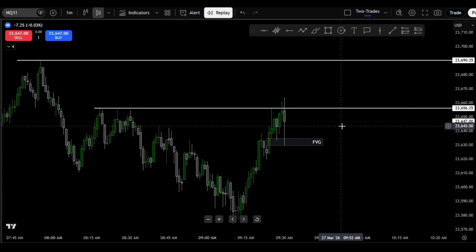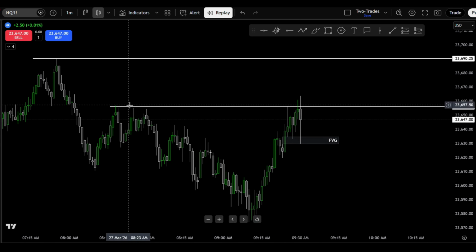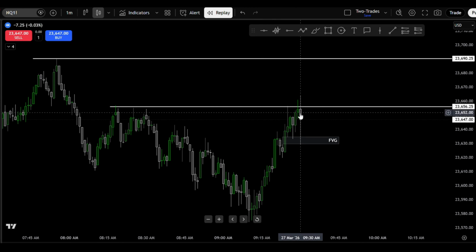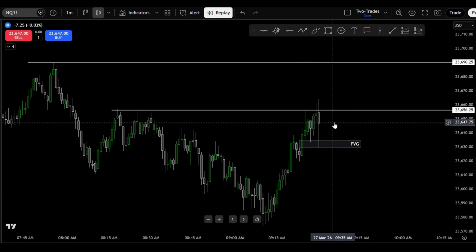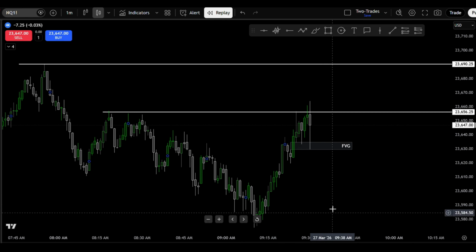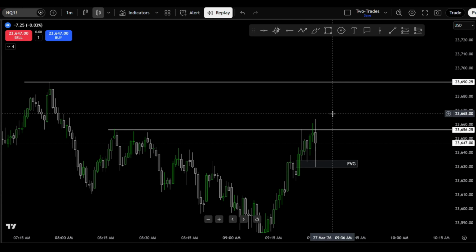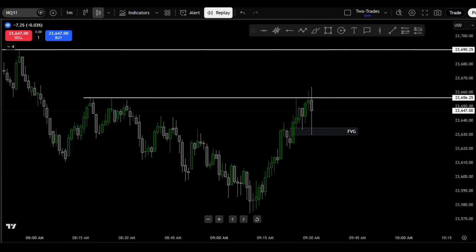Okay, so right there, perfect example. Buyers pushed up, they took out the liquidity right there, and then they started pushing the price back down. Okay, so now there's a battle going on right here, of the sellers wanting to push the price down, and the buyers wanting to push the price up, right? So let's see what happens.